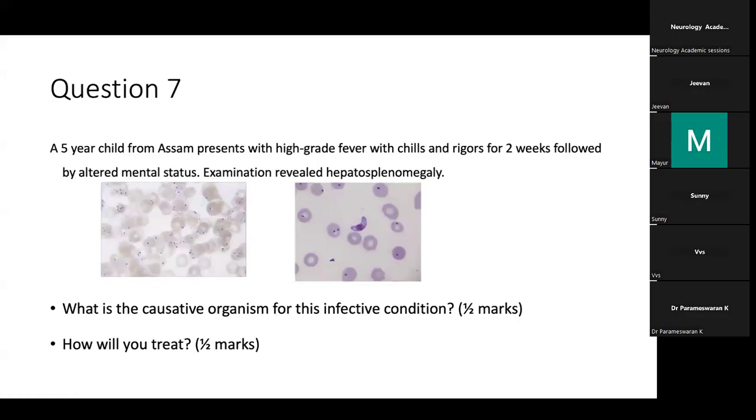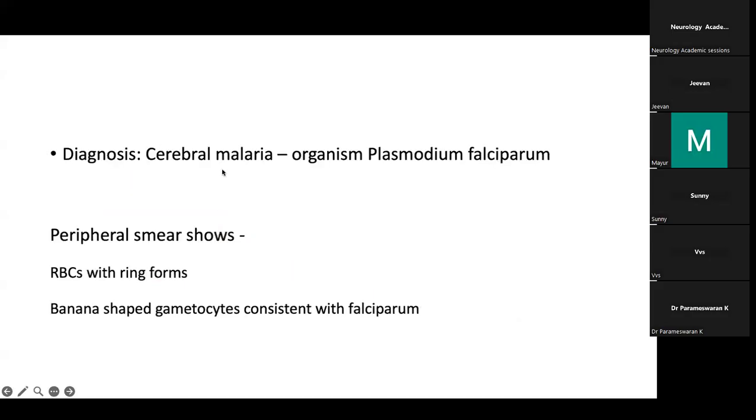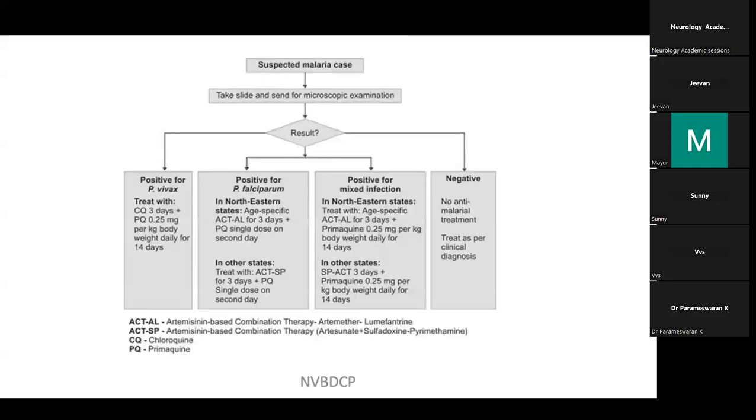Coming to question number 7, a 5-year child from Assam presented with high-grade fever and chills, and the peripheral smear slides are shown. The diagnosis in this is cerebral malaria, and the organism is Plasmodium falciparum. The peripheral smear shows RBCs with ring forms and banana-shaped gametocytes, which is consistent with the diagnosis of falciparum. As the patient is from the northeastern states, we have to add a single dose of primaquine plus artemether lumefantrine combination in this treatment.